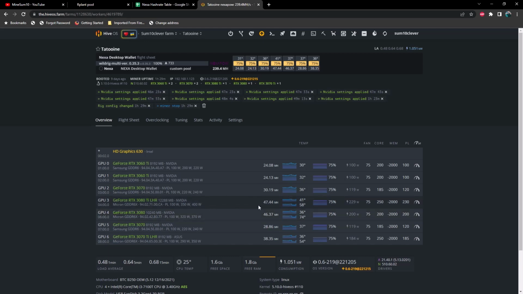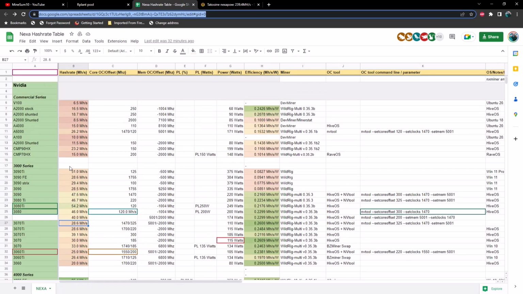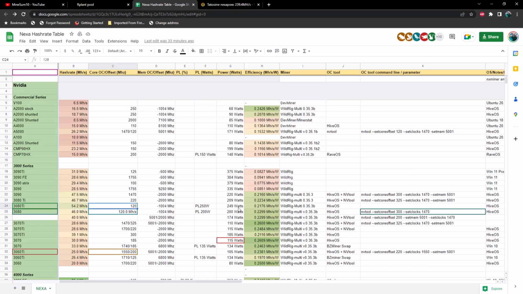Our 3080 Ti sitting at 47.44, power limit set at 230, core offset at 250, and again, negative 2000 on the memory. If we go back and compare this 3080 Ti to what they have, looks like the highest is 54 mega hash. I just don't see the point in going up that high on your wattage. This one, they also have the core offset at 220 and negative 2000 on the memory. Power limit set at 209. So that's pretty good right there.